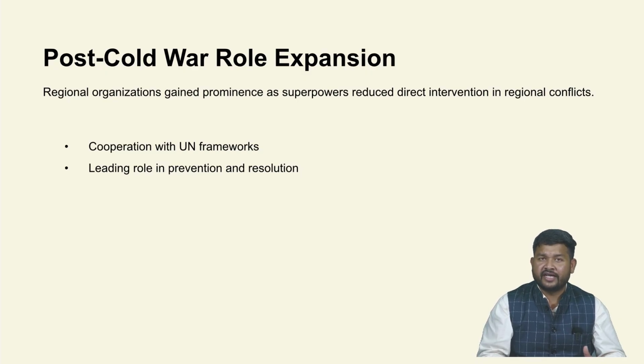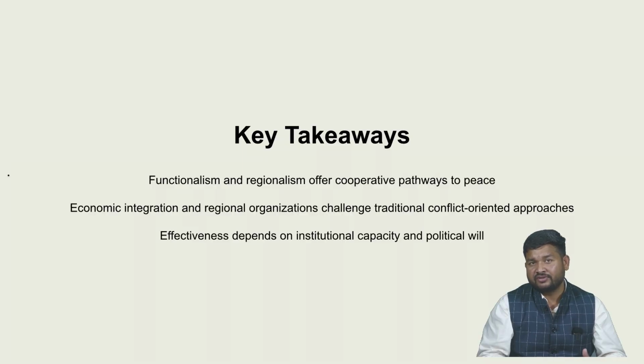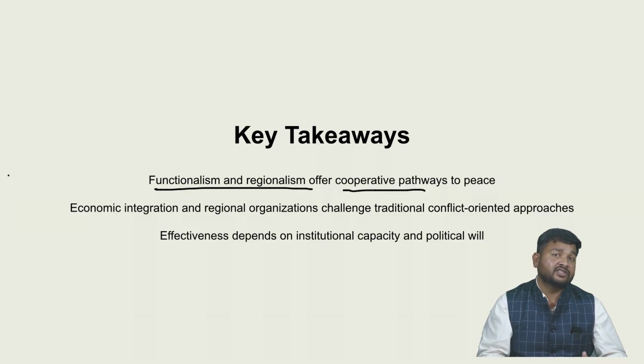So, to recap, functionalism argues that cooperation in technical and economic areas can gradually reduce the likelihood of political and military conflict by creating interdependence, trust, and shared institution. New functionalism extends the idea within specific regions, highlighting how spillovers and regional institutions can deepen integration over time. Regionalism, in turn, provides the organizational framework within which functional cooperation becomes concrete programs, agencies, and mechanisms for managing and resolving conflicts.